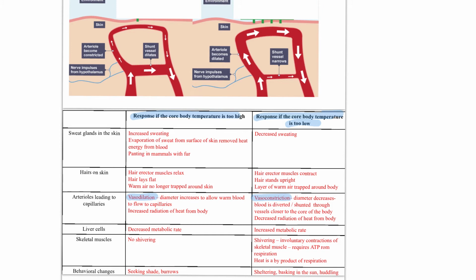And remember, the reason you decrease your metabolic rate when you're too hot is because respiration is exothermic. It gives off heat as a waste product. And then we didn't mention also behavioral changes, so what you might do. So take a minute to get your head around those.